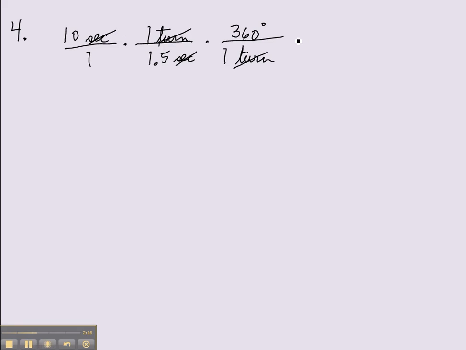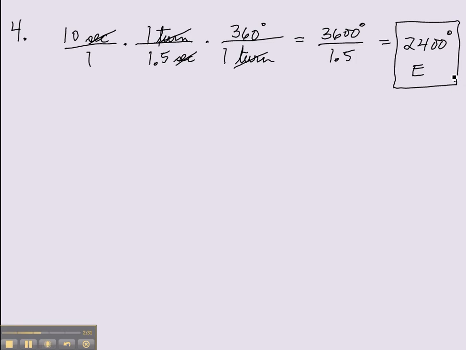So we have 3,600 degrees over 1.5. So the answer is 2,400 degrees. Answer choice E. So we didn't really have to worry about when we should multiply or when we should divide. We let the units tell us when to do each.